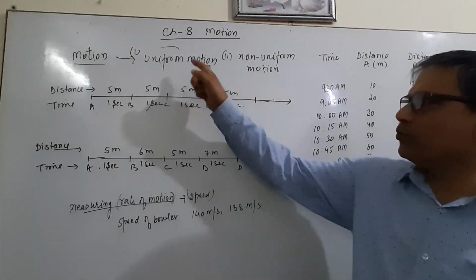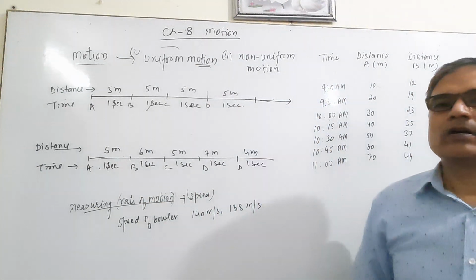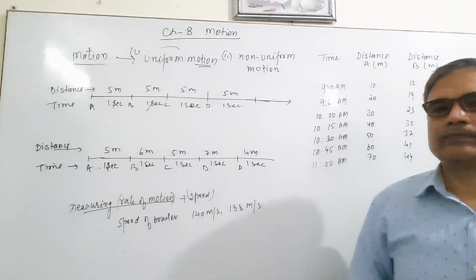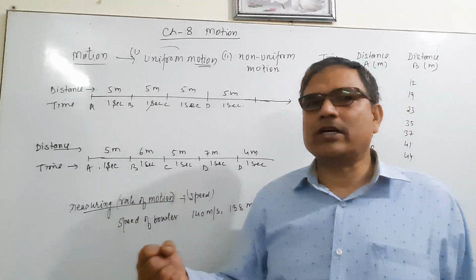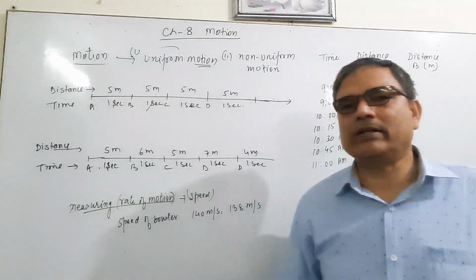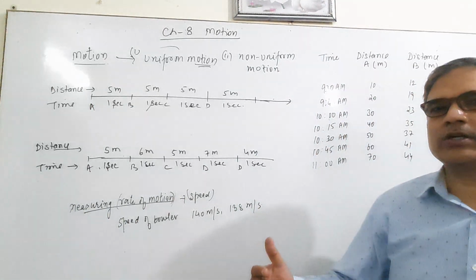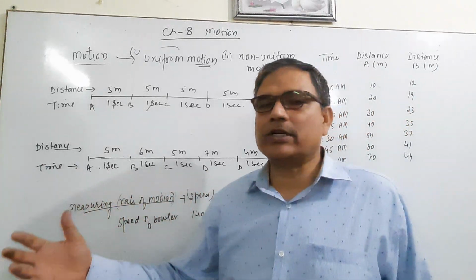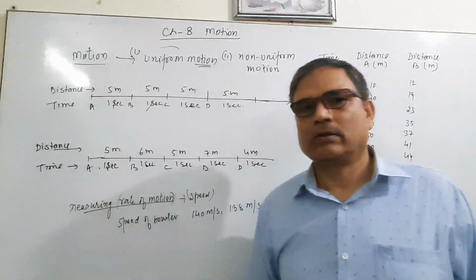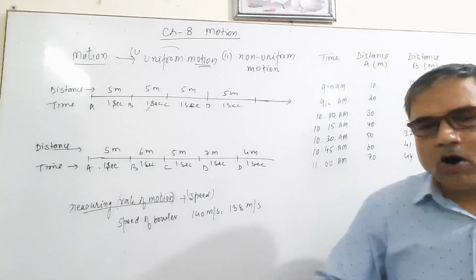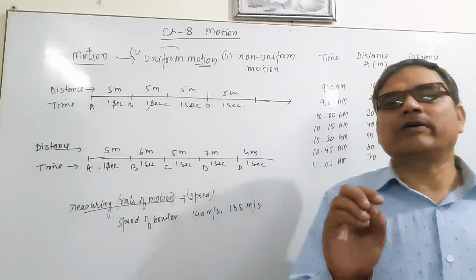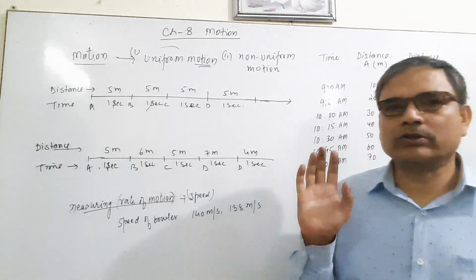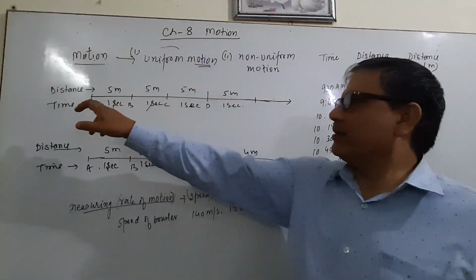But in case of motion, how can we identify uniform motion? Motion, you know, is a change in position. When an object changes position, it covers some distance, some path. And how much distance or path that object covers in a given time matters in motion.